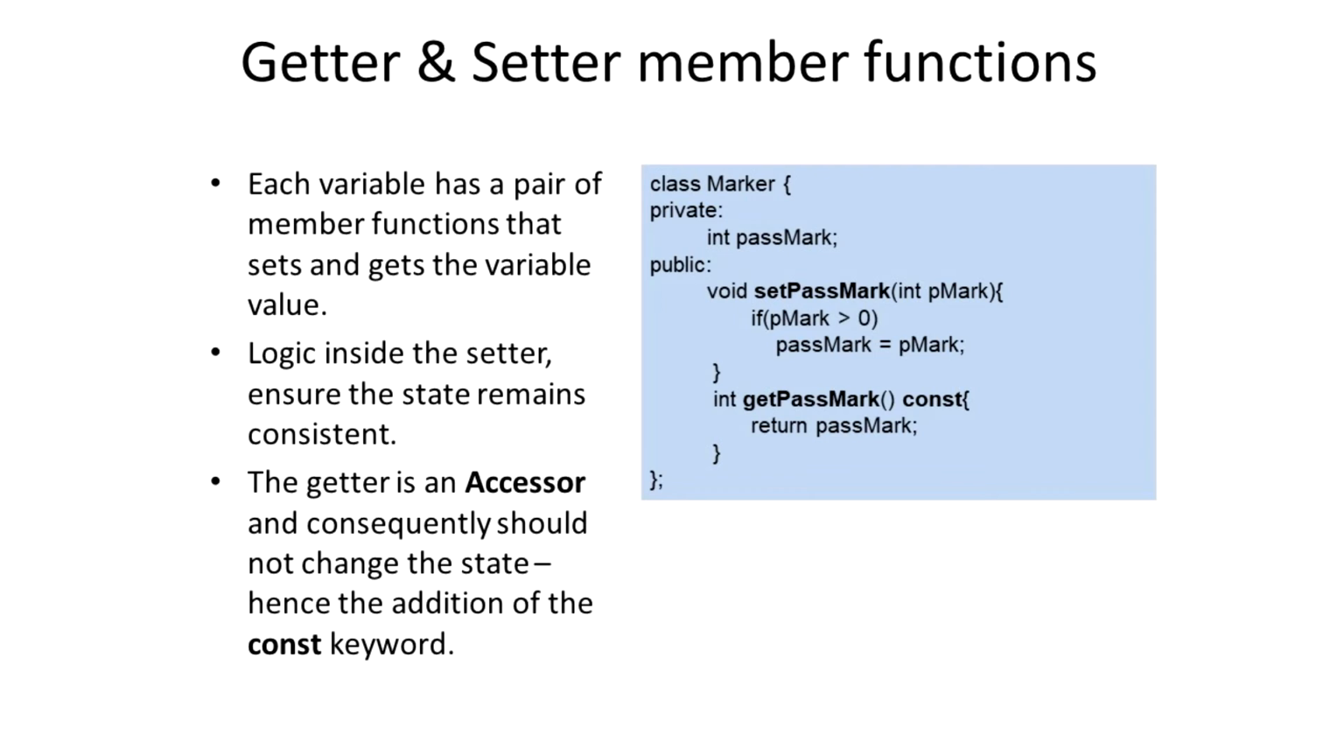And then underneath that, we've got an example of a getter function, or in other words, the accessor. And notice we've got the keyword const as well, so we're not allowing changes to the data member that we want to return. And we do just that. We just return the value of the attribute passMark.